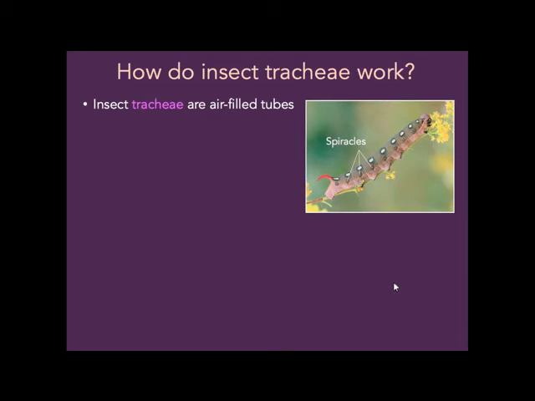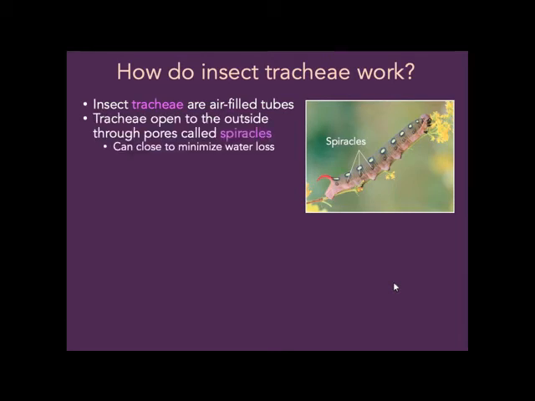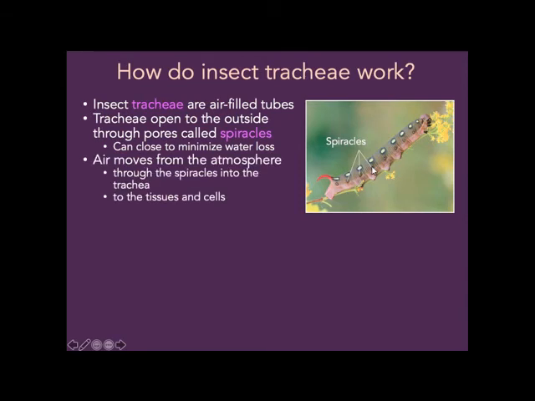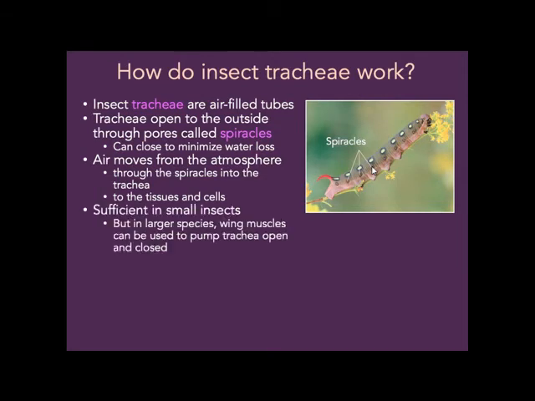Insects have trachea, so these are tubes that are filled with air, and there's a little opening, which you can see on some kinds of insects, like this caterpillar. The opening to the outside world is called a spiracle, and these can be closed to minimize water loss. So air is just moving from the atmosphere through the spiracles into the trachea, and then to the tissues and the cells. In small insects, they don't have to do anything else to be able to get enough oxygen.